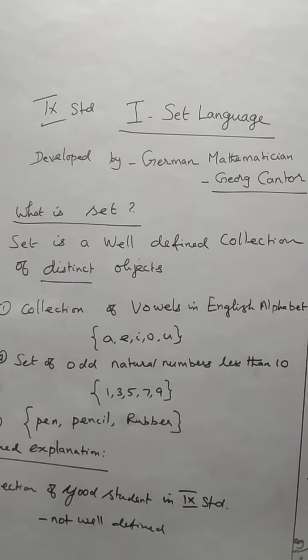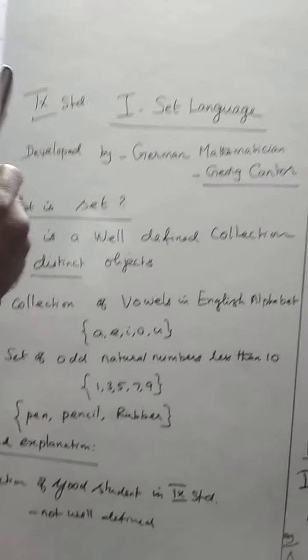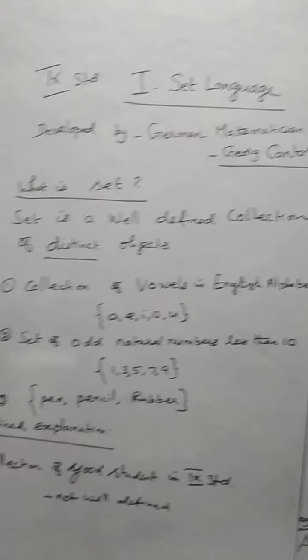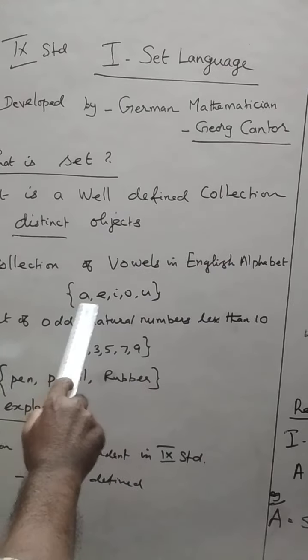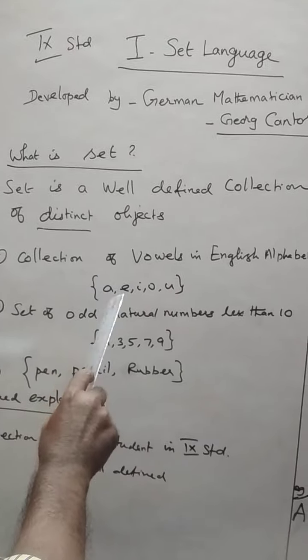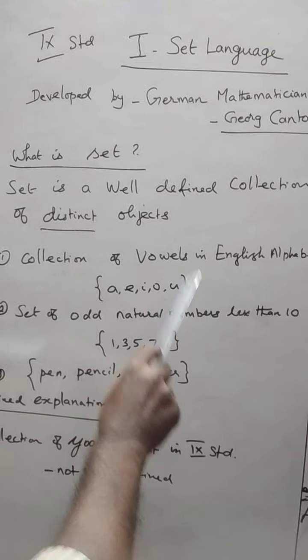What is well-defined? See the examples. First example, collection of vowels in the English alphabet: A, E, I, O, U. So we write all the vowels and put them inside the bracket.